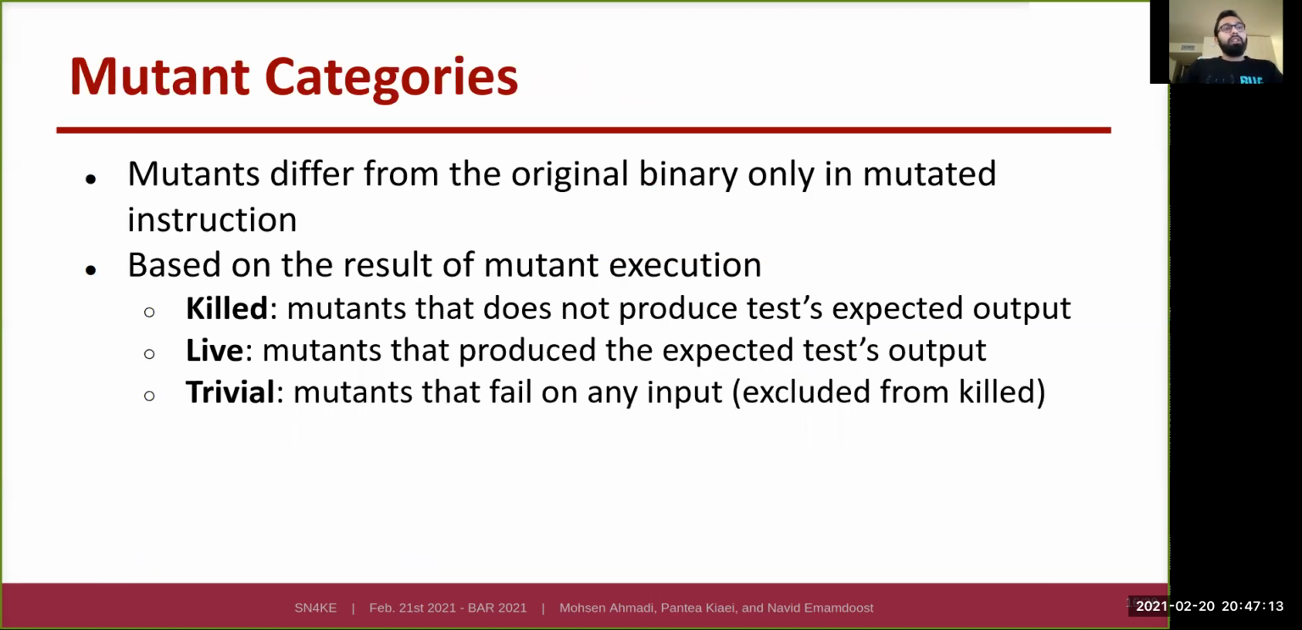The mutant categories. So a mutant is a file that differs from the original binary only in one mutated instruction. Based on the results of the mutant execution, we have 3 categories: killed, live or pass, and then trivial. The killed mutants are the ones that cannot produce the expected test output. The live or pass mutants actually produce the output that the test is looking for, and they pass the test. And the trivial ones are the mutants that, because of some exceptions or memory management errors, fail the initial health check.